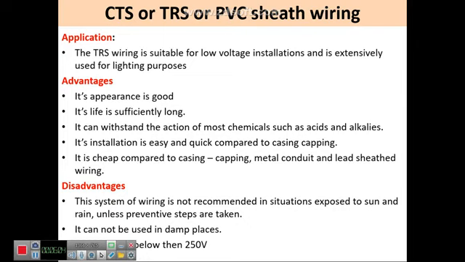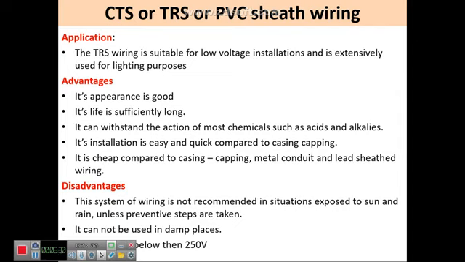And coming to the advantages, the appearance is good, the life is sufficiently long, it can withstand the action of most chemicals such as acids and alkalines, and its installation is easy and quick compared to the casing capping. It is also cheap compared to casing capping and metal conduit and lead sheathed wiring.